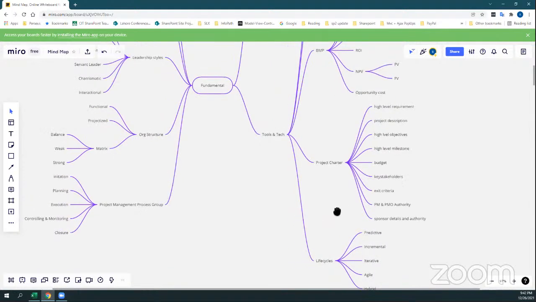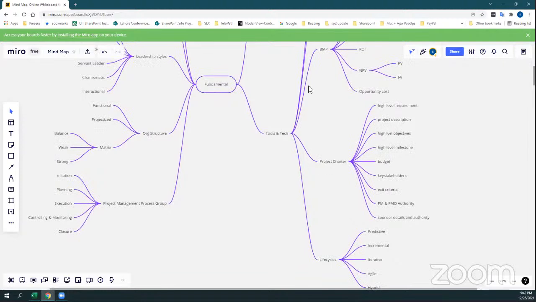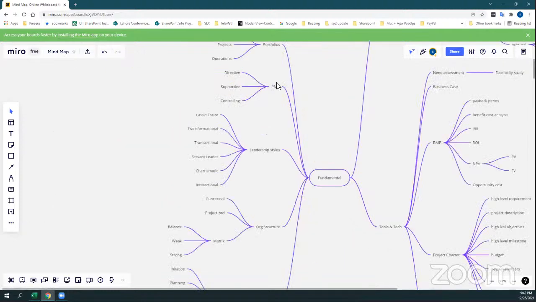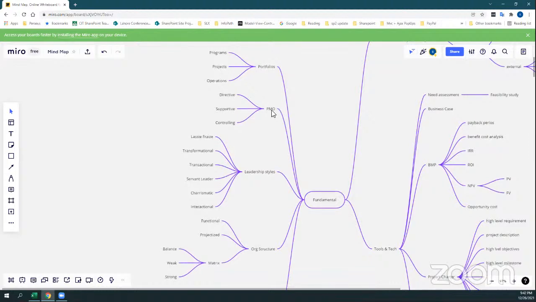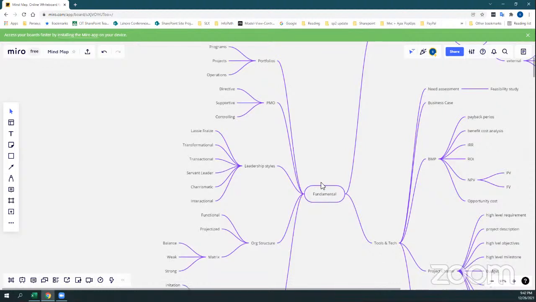In the fundamentals, we also have the portfolios. What type of organization are we working in? In the portfolio, we are covering programs, projects, and operations, and how that adds up to the organizational strategy. Then we have the PMO, which is going to be directive, supportive, or controlling based on the different documentation and processes that we are going to follow.